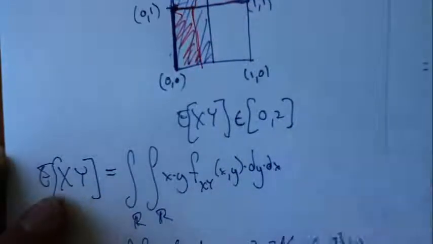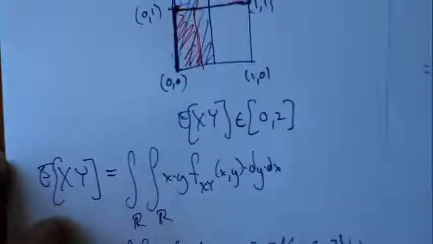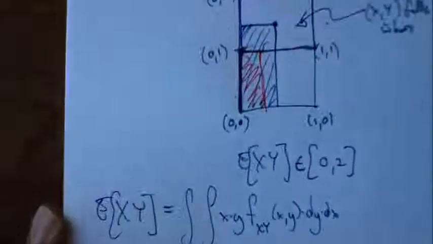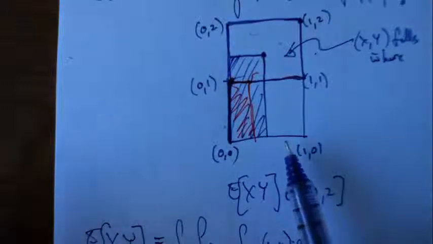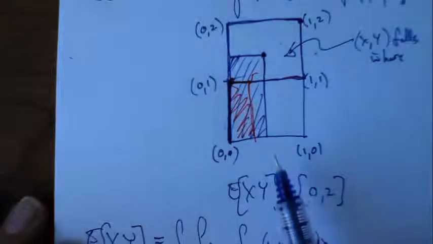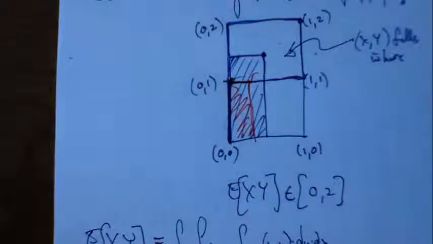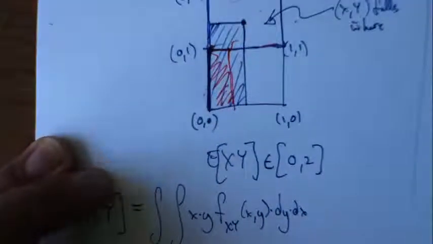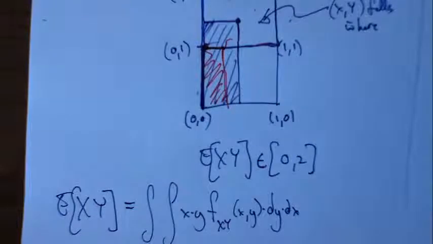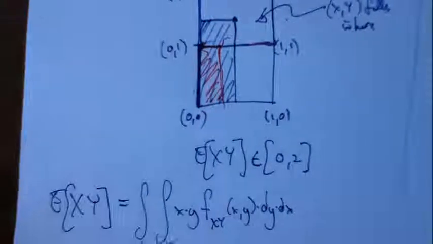And indeed, this expected value of the product does fall between 0 and 2, but it's not very intuitive that this expected value should be exactly 15 14ths. We'll do another example here in just a minute. Sometimes these expectations are not intuitive, especially when you're talking about functions of random variables.